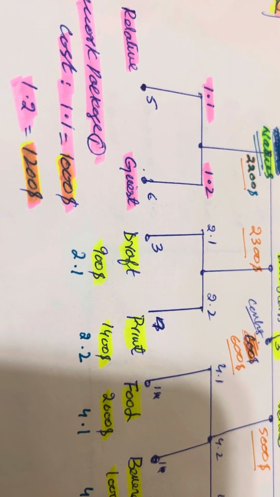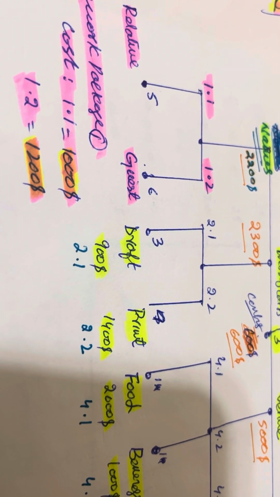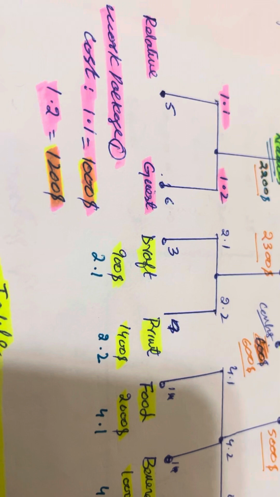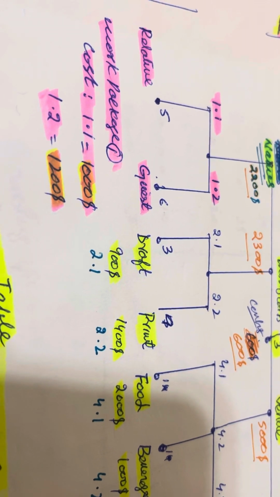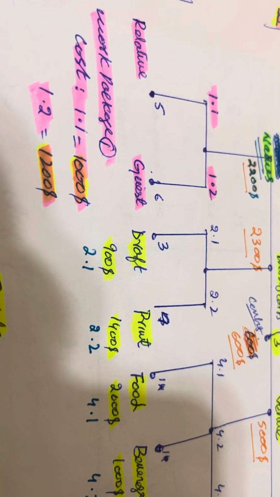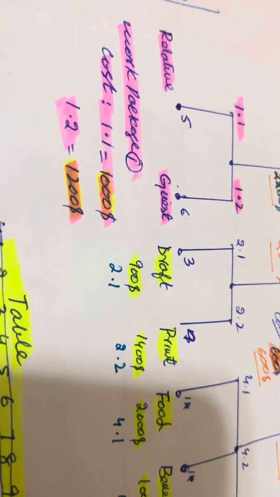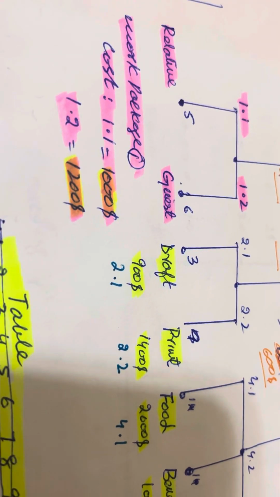Both these activities, the relative names and guest names, cost $2,200. So both go to the work package. This is called the work package, and this goes to names. Names are the deliverables. Here we give numbers like in the work breakdown structure.